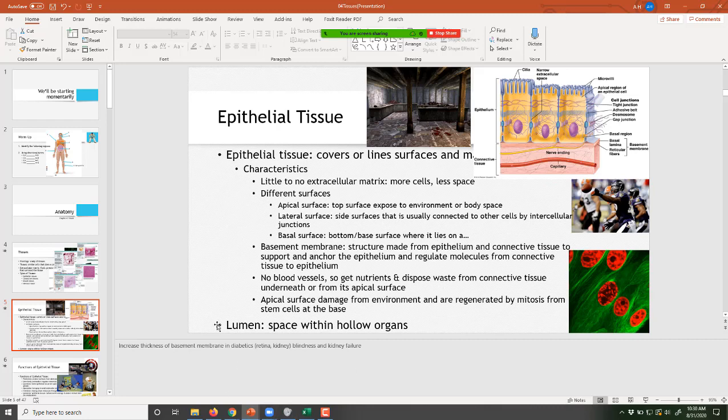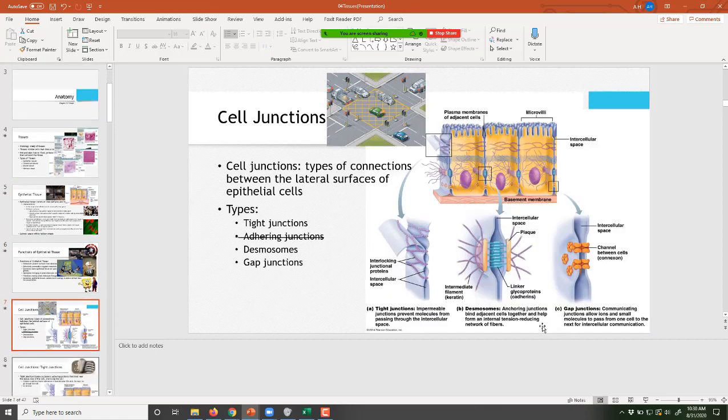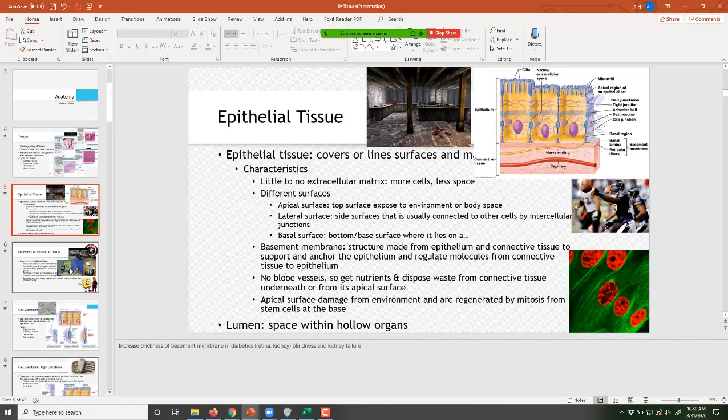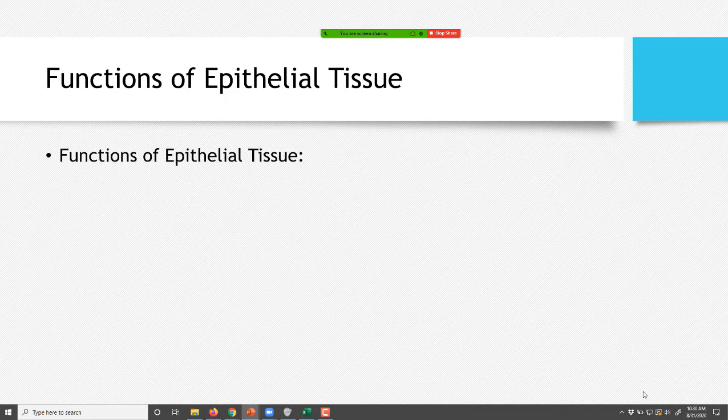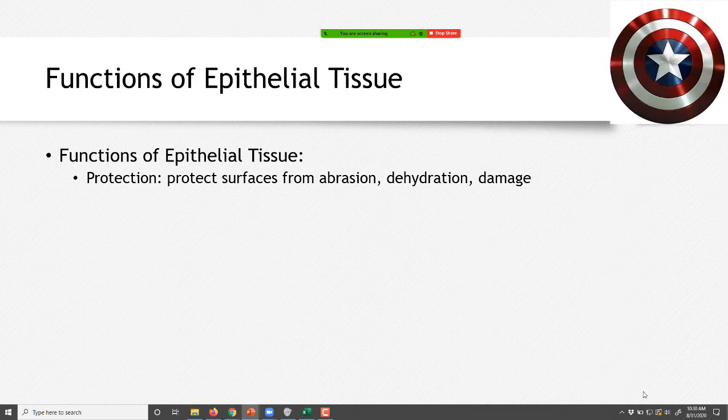Okay, I already mentioned the lumen, right? It's that space within hollow organs. I mentioned it up here when we talked about how it covers the outside environment or some body space. All right, so let's go into functions now for these epithelial tissues. Since it covers things, it serves as a protective barrier, right?